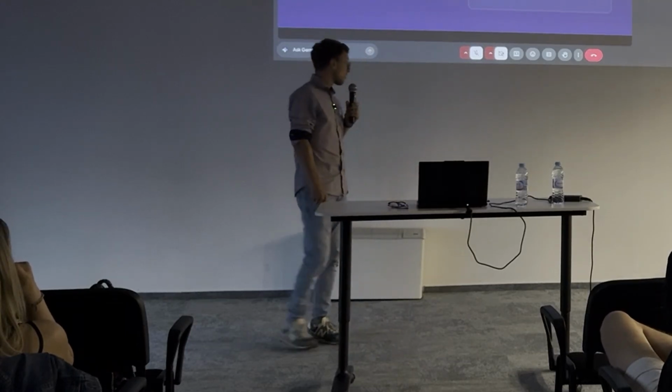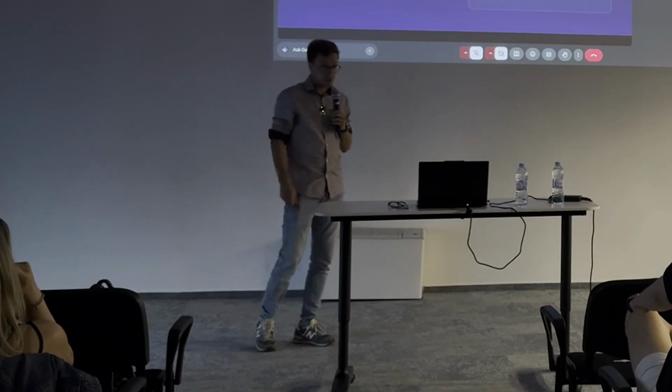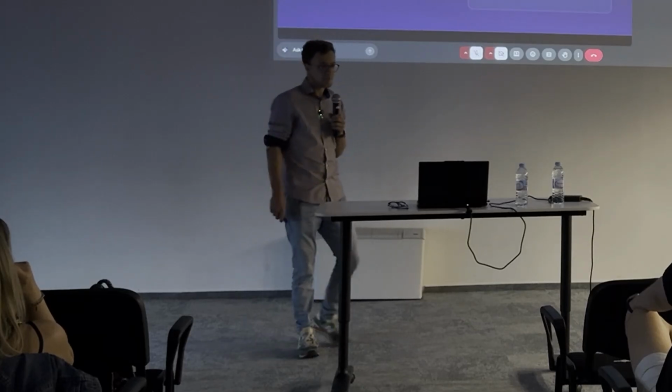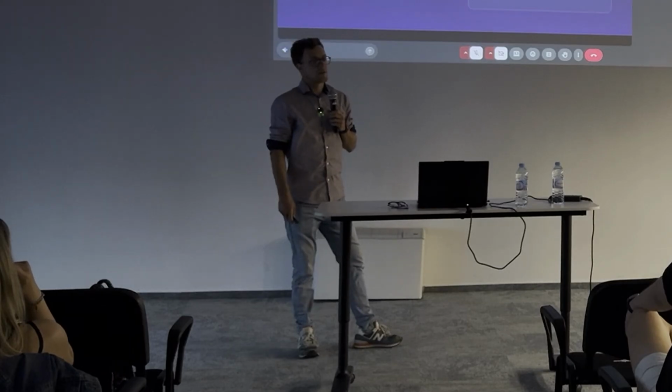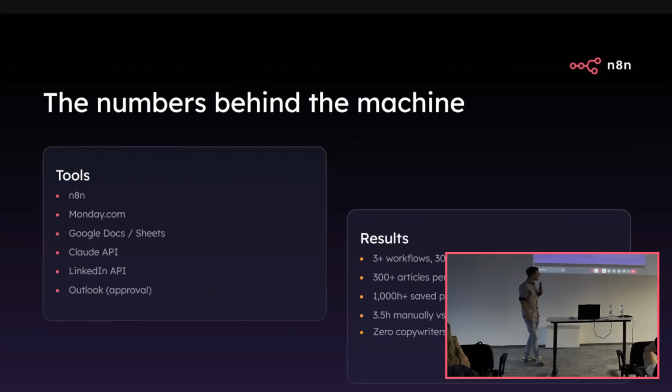Now, what are the results so far that we have seen? In total, altogether, it's more or less 3 or more workflows if you split it up, depending on how you want to see it. Altogether, I'd say these are more than 300 nodes. I'll show a screenshot in a bit. Right now, in our Monday pipeline, we have more than 300 articles coming up this year.